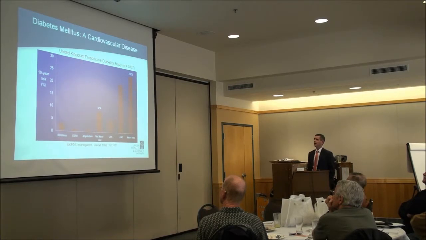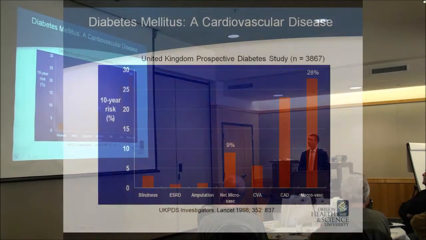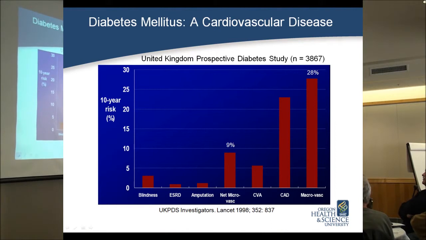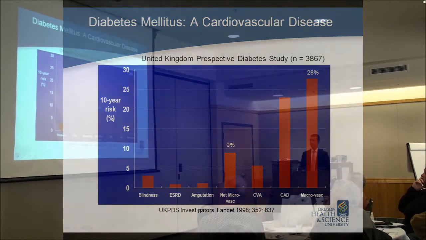So this is looking at, well, what is the 10-year risk of microvascular disease, blindness, end-stage renal disease, amputation, and then net microvascular disease versus heart attacks and strokes. You can see when you combine them, heart attacks and strokes are 3-fold elevated above that of the microvascular complications. So people with diabetes die of heart disease. They die of strokes. If they live long enough and they don't die from that, they develop microvascular complications.